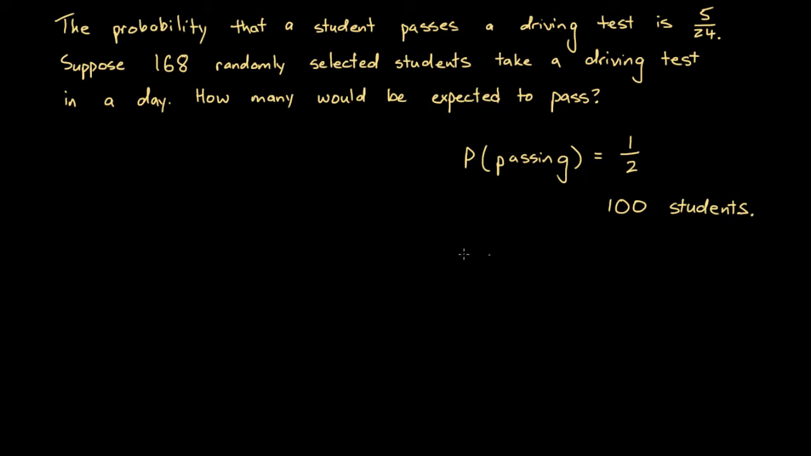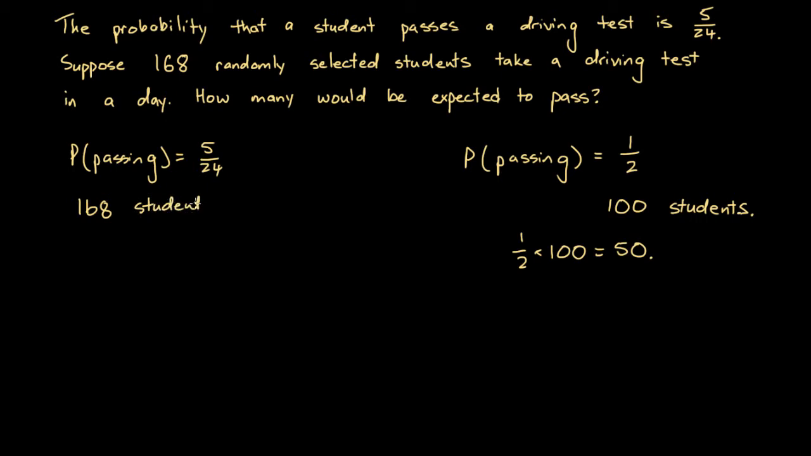Now, how did we get to that number? Well, in our heads, what we did is we multiplied a half by 100. And a half by 100 is 50. So that's what we did to solve this problem. And we're going to take exactly the same approach to this problem. So here we've got the probability of passing is 5 over 24, and there are 168 students. So what we'll do is we'll multiply 5 over 24 by 168.